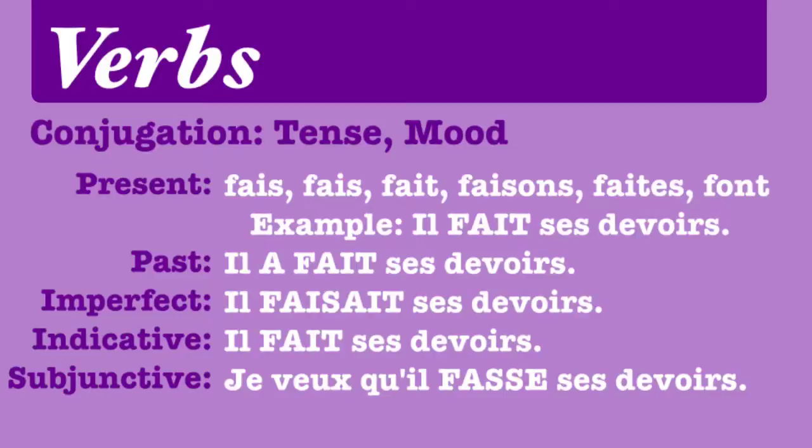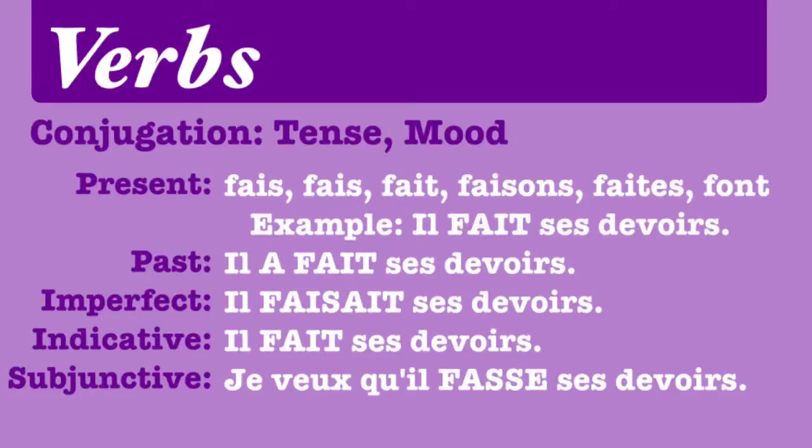But here's an example sentence. Il fait ses devoirs. He's doing his homework. Or, he does his homework. Now we have an example of faire put in the past tense. Il a fait ses devoirs. Okay? So the a and the fait together give us the past tense. Here's another example of le passé composé using the helper verb avoir, in this case just the letter A. Il a fait.